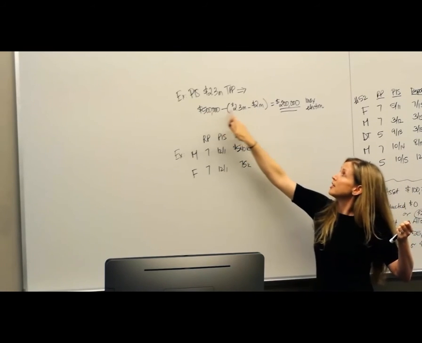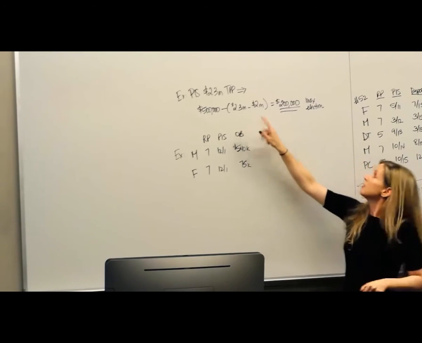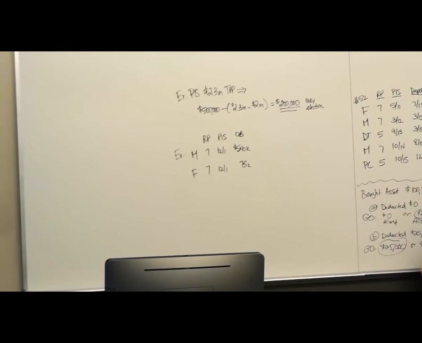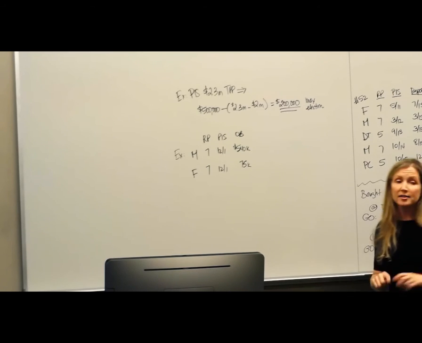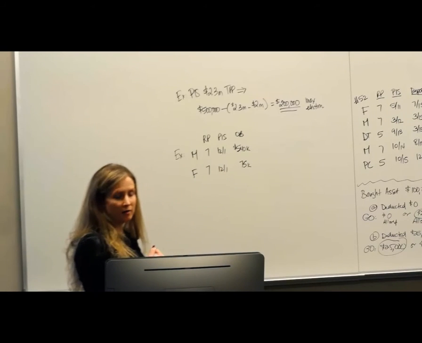So the 500 is reduced by the 300 they went over. So they are only allowed a maximum election of $200,000. Their $500,000 just became $200,000. That is the maximum election under 179 they can make.